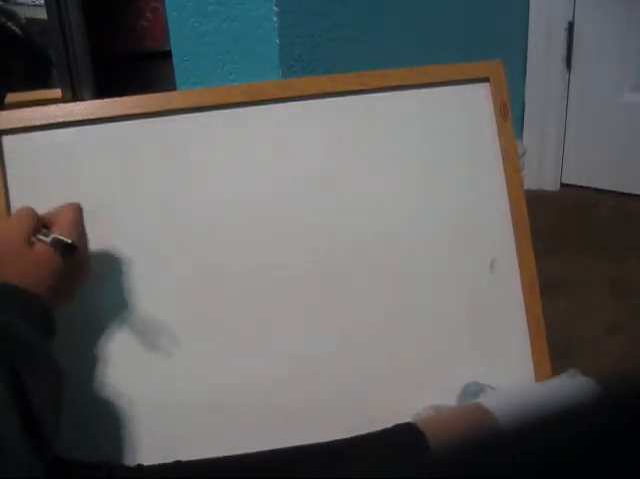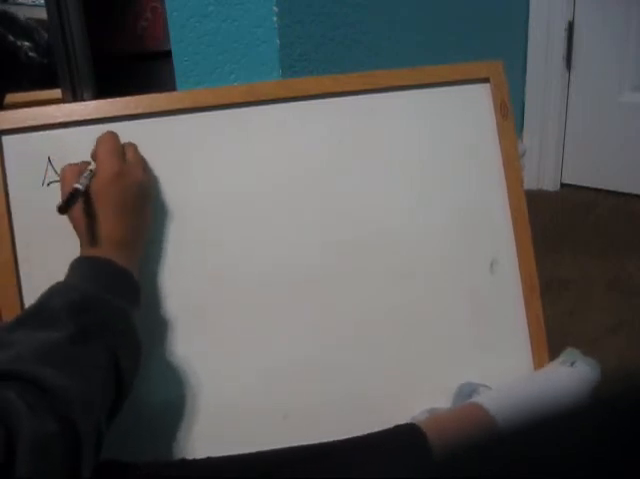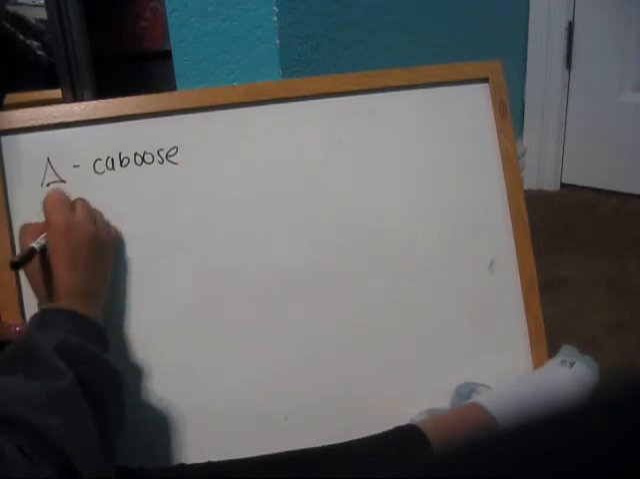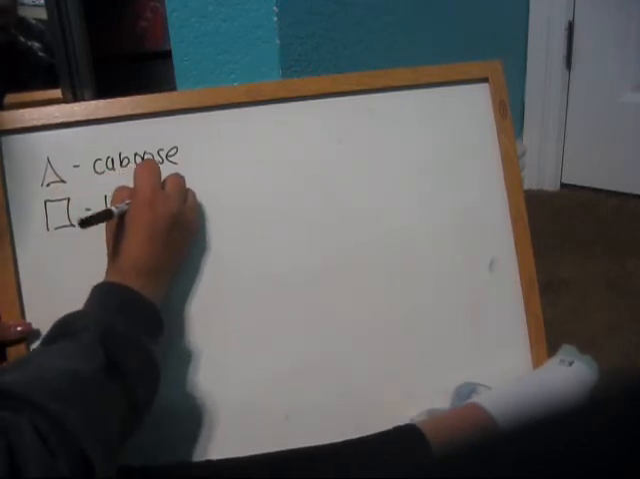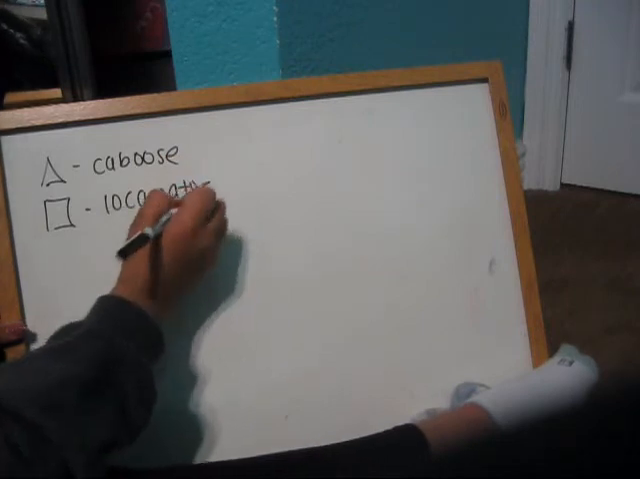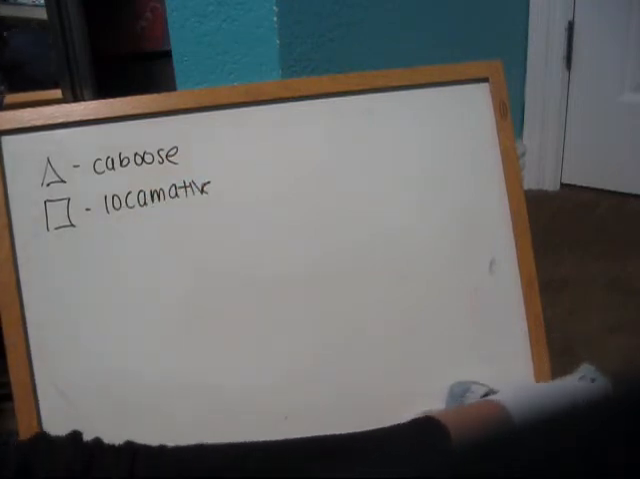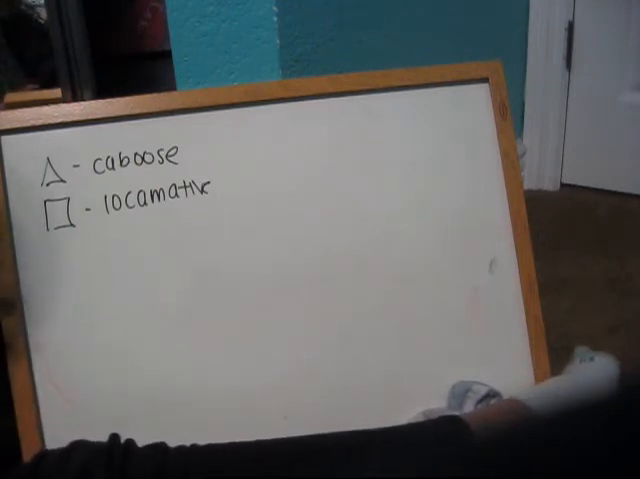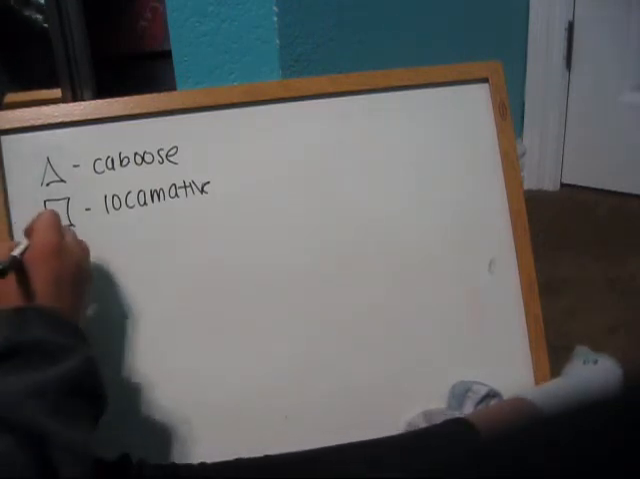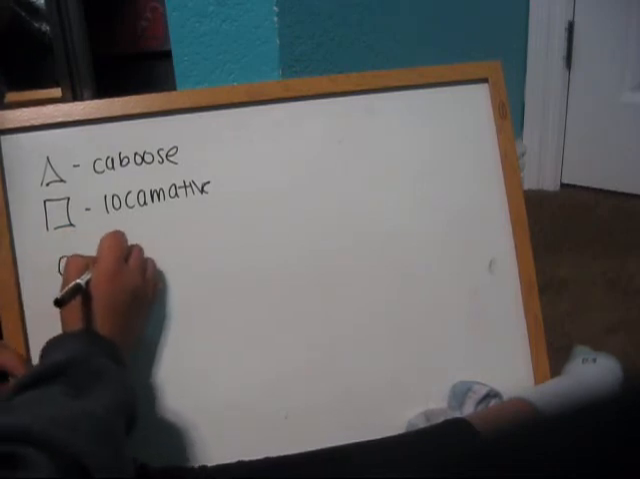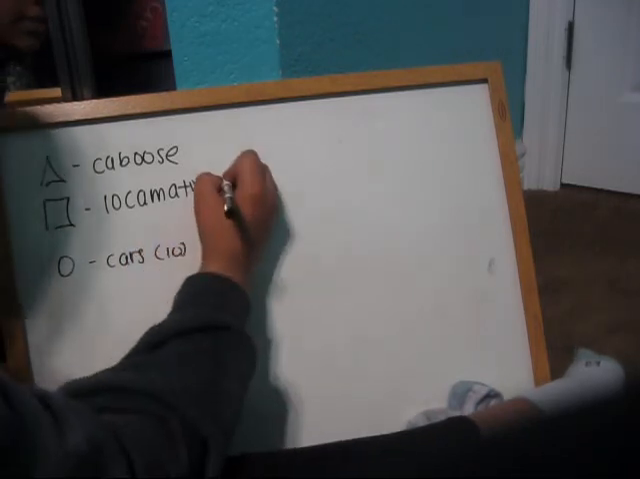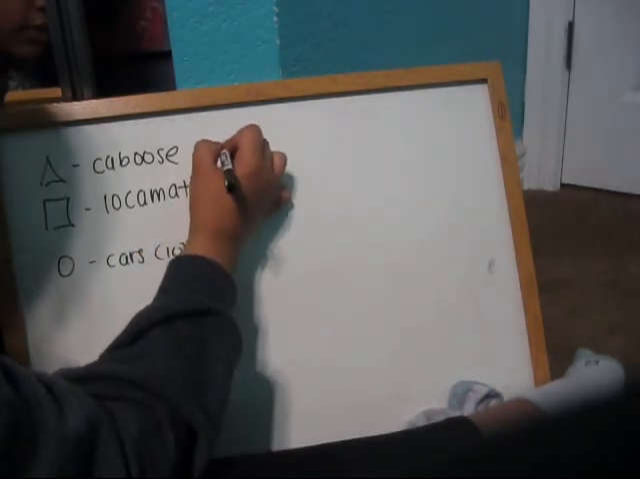Okay, my leg is just going to stretch across. The triangle is the caboose. The square is the locomotive. I literally drew this out on my paper because okay, so this is one of those questions where they gave you extra information and you really don't need it because it doesn't affect the way you do the problem. And then the circle is the cars. Okay, so you have 10 cars, 1 locomotive, and 1 caboose.